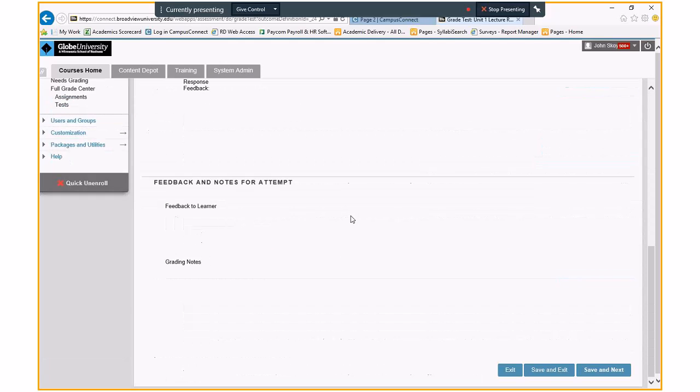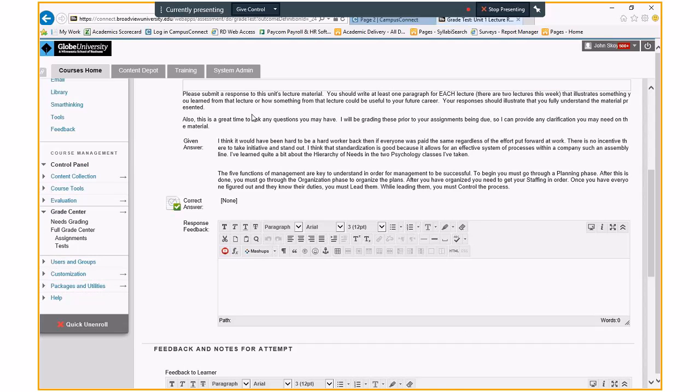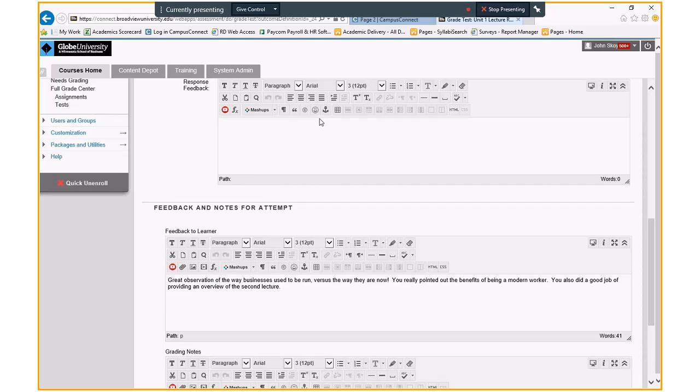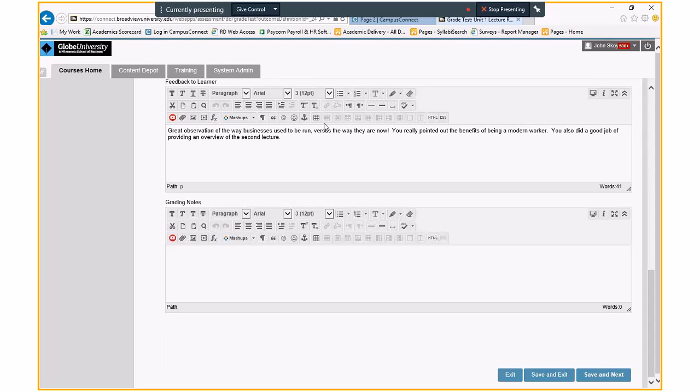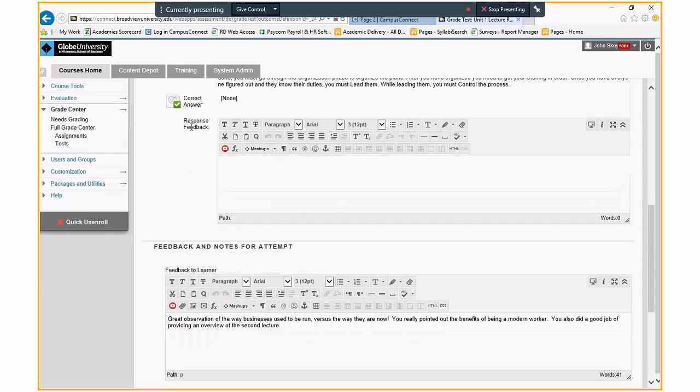Now, when you get onto the lecture reviews and you see the question, you see their answers, and then you're going to see 3 boxes for grading input. Most people will see the first box that says response feedback, and that's where they'll put their feedback to the learner. This is the wrong place to put your feedback.